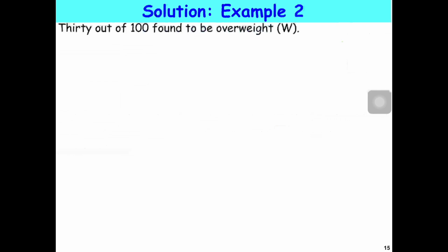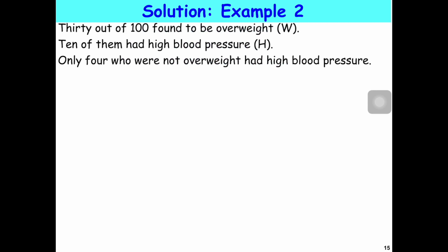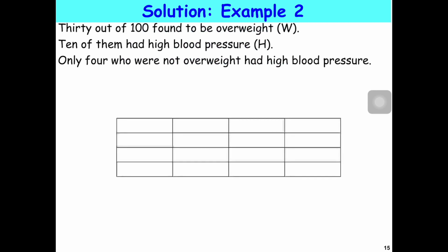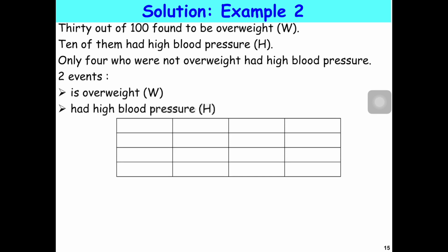So for the solution, jot down the information: 30 out of 100 found to be overweight, 10 of them had high blood pressure, only 4 who were not overweight had high blood pressure. From these 3 sentences, we can form a contingency table to input the information. We have 2 events: overweight, which we put as W, so not overweight will be W complement; and had high blood pressure, which we put as H, so do not have high blood pressure will be H complement. So we have W and H as the two events, and their complements W complement and H complement.